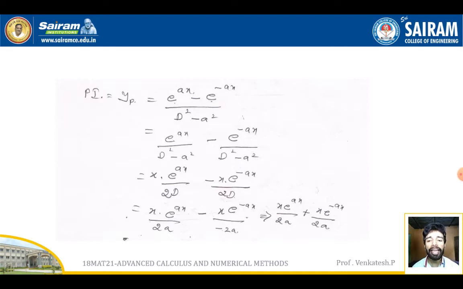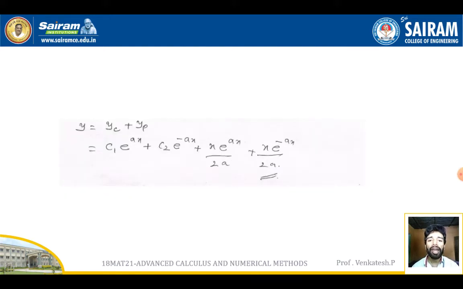So I can take x by 2a as the common factor, and I will get e power ax plus e power minus ax. And this e power ax plus e power minus ax, along with that x by 2a, I am going to replace in the y equation.